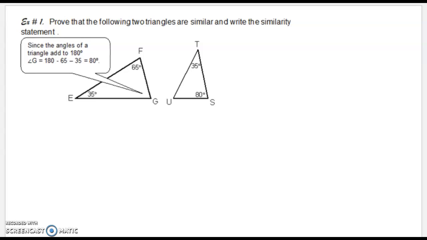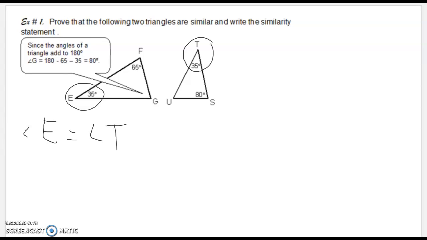Guys, so this example number 1 says prove that the following two triangles are similar and write the similarity statement. So in order to prove that two triangles are similar, we must prove that two angles are the exact same. Well, the first step is they have given us one, so that is amazing. So we know that angle E equals 35 degrees and angle T equals 35 degrees. So down here, angle E equals angle T.